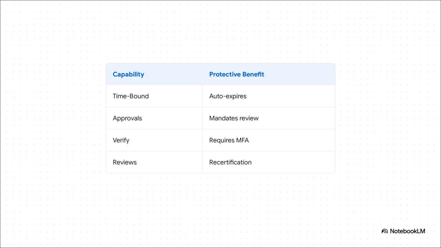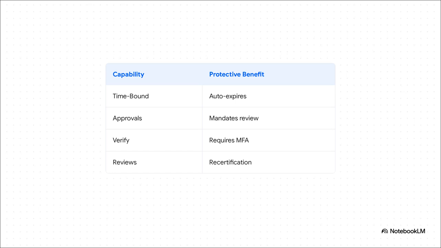Next, approval workflows. Admins can mandate that certain highly sensitive roles require active approval from specific individuals or groups before they can even be turned on. Third, enforced verification. When someone tries to activate a role, PIM can force them to complete multi-factor authentication and even require them to write out a justification note explaining exactly why they need the access right this second.